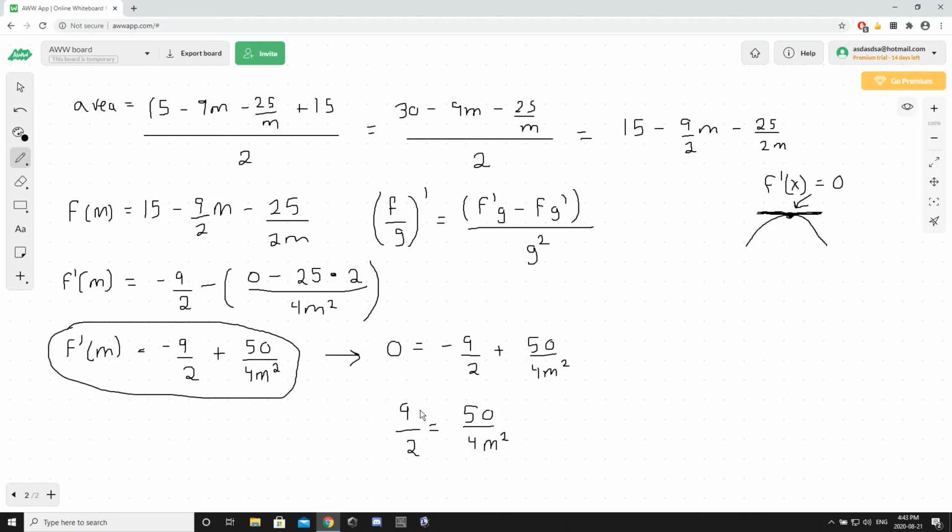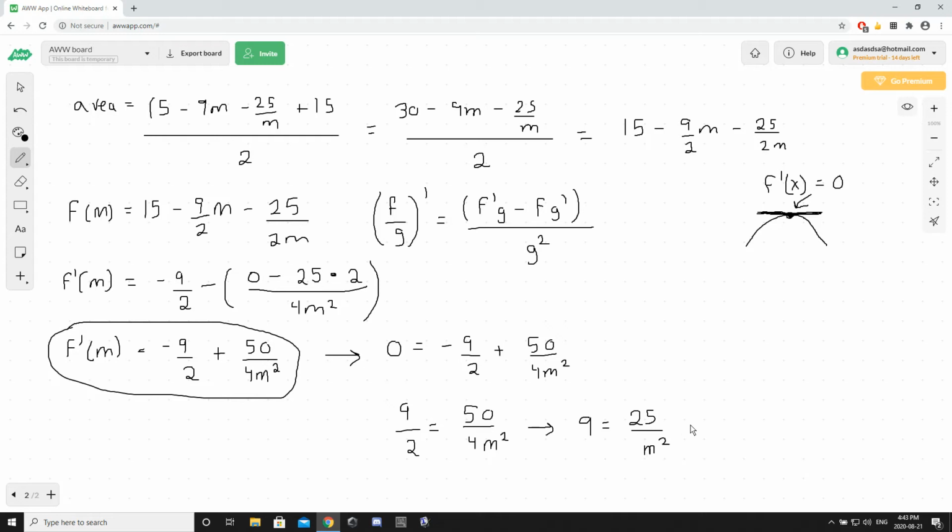Okay, I can multiply by 2 on both sides just to get rid of this guy down here. If I multiply by 2 on this side, I'm going to get 9. And if I multiply by 2 on the other side, I'm going to get 100 over 4, which is 25. So 25, and be careful that you don't remove the m squared from where it is. That m squared is in the denominator, so don't make that mistake. It's a common mistake to just bring it up and forget its original place. So this is m squared.